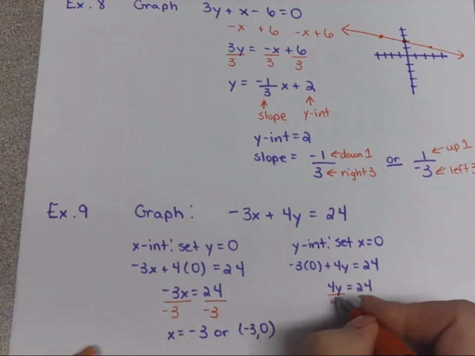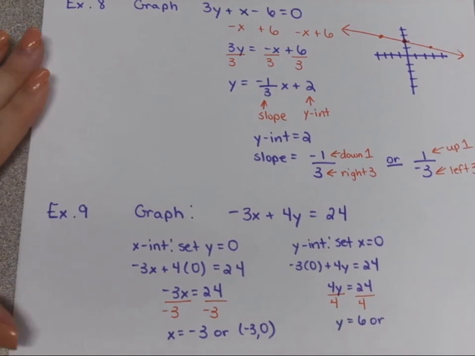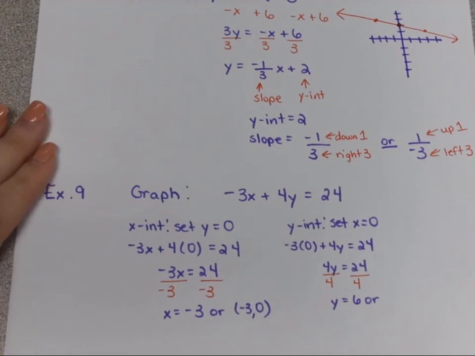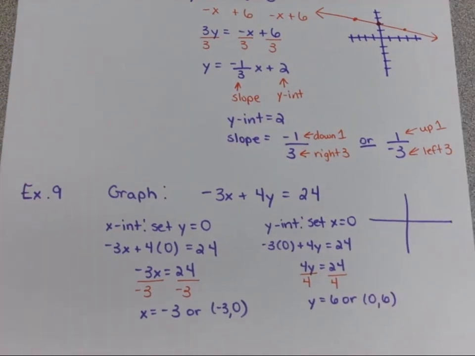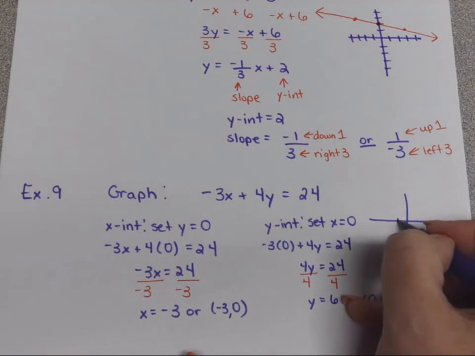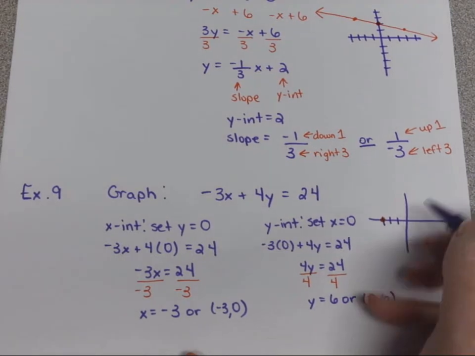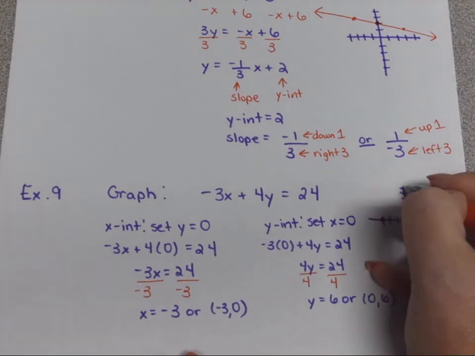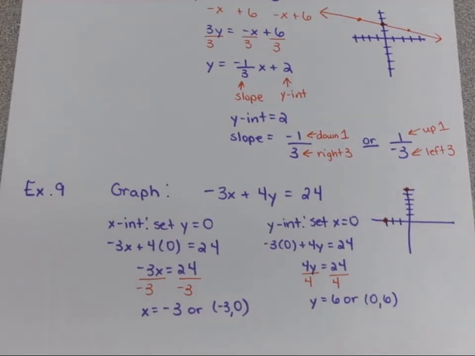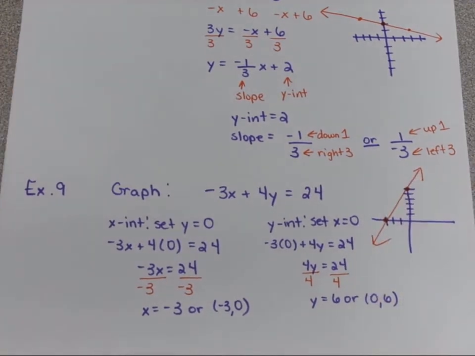So we'll divide by 4. So we end up getting y equals 6, or what? How would you write that as a point? 0, 6. So I'm going to make this pretty small, okay? Because we really don't need a lot of detail for this graph. We just need to make sure we go negative 3 in the horizontal direction, right? And then up 6 in the vertical direction. So I'm putting even less detail than I normally would. And then after you have 2 points, you can just do what with them? Just connect them, right? Okay.